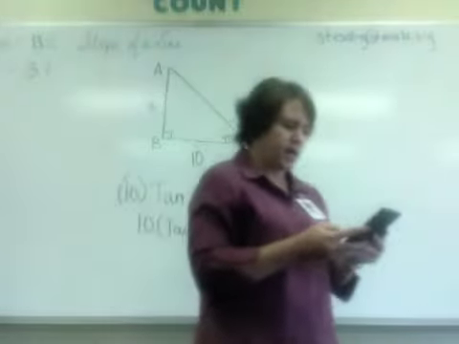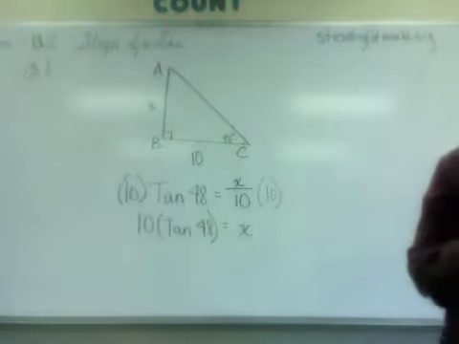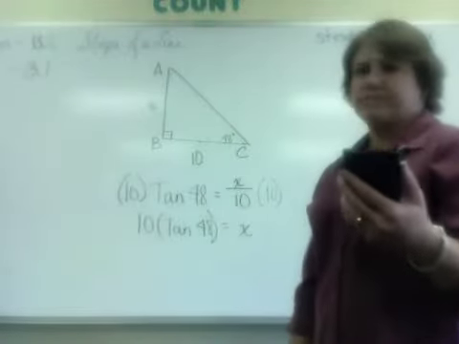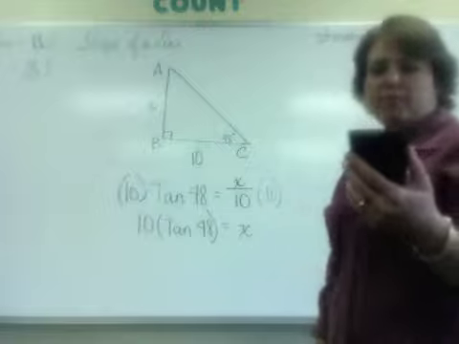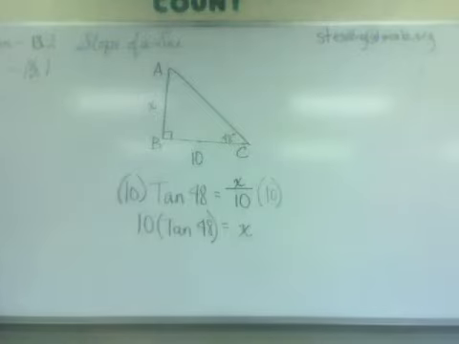10 times tangent 48 equals 11.1. Let me make sure you're in the right mode. If you're not in degree mode, it's a little off. They have degree, radian, and something else. You're in radian, which is why you're a little off. Now you're in degree mode.